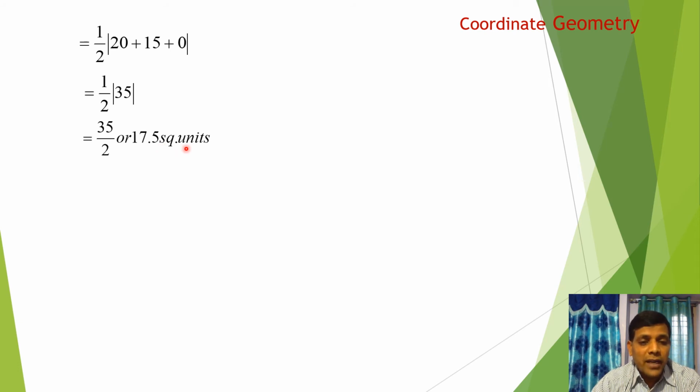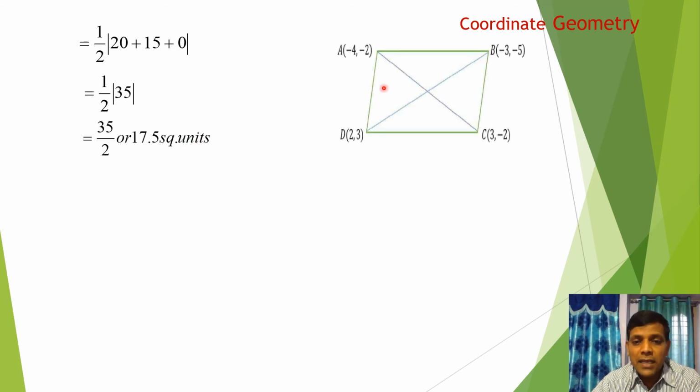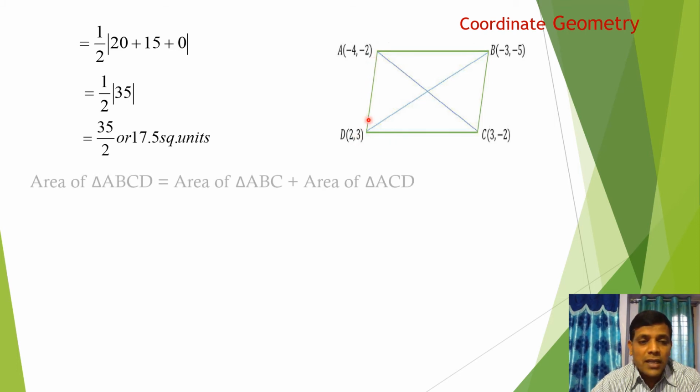Now we have to find the area of the quadrilateral. So the area of the quadrilateral equals two parts: area of triangle ABC plus area of triangle ACD. So write down the next step. Area of quadrilateral ABCD is equal to area of triangle ABC plus area of triangle ACD.